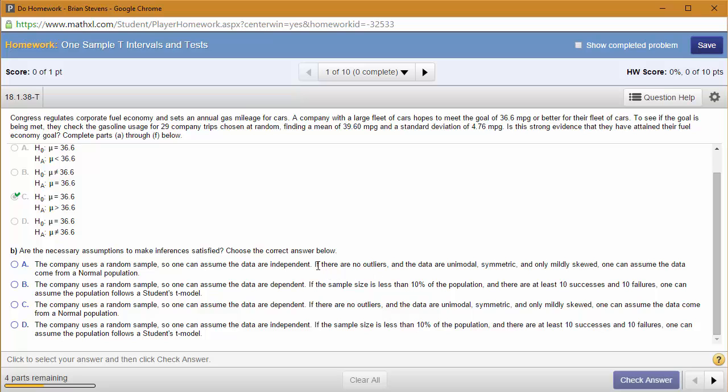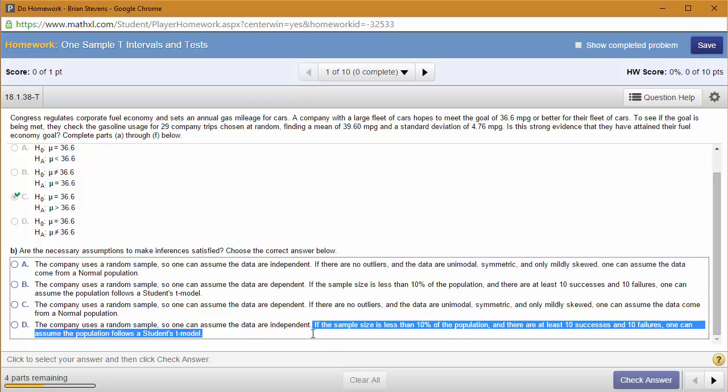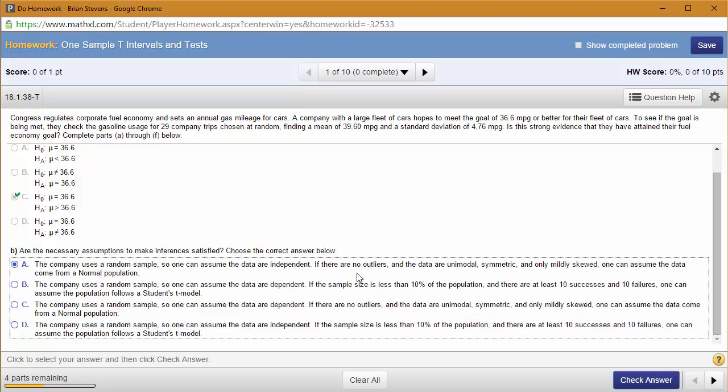Next, we would say if there are no outliers and the data is unimodal and symmetric, and only mildly skewed, one can assume it comes from a normal population. That is right there, the important part. This is checking the nearly normal condition for us, where this one down here, we could use it if the data was categorical, but we were not collecting categorical data up here. Categorical data would be like male, female, yes, no. So the correct answer is this one.